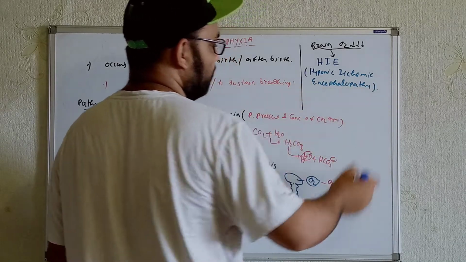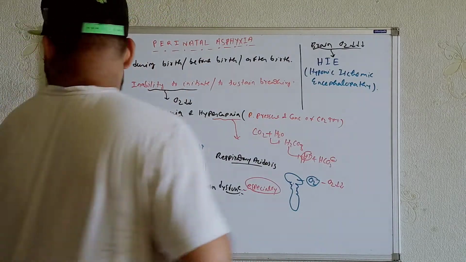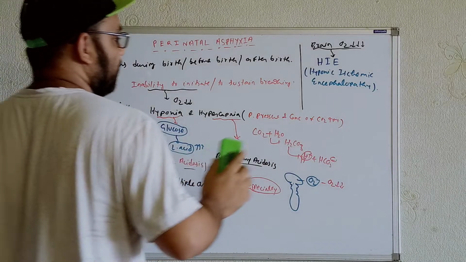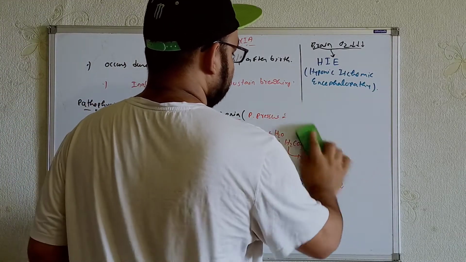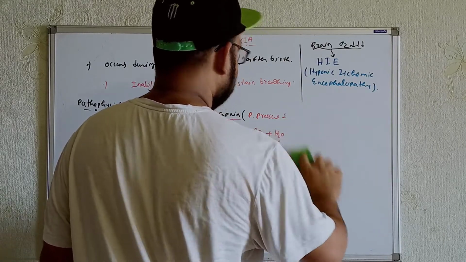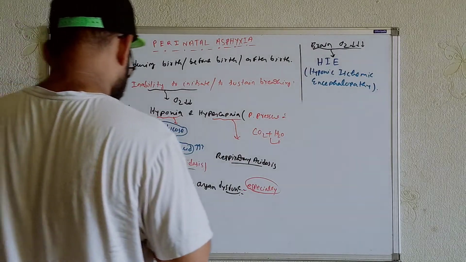This type of problem will occur here. Whenever we get this type of problem, where are the most chances for the brain to be affected? So, the parts of the brain that will be involved here, the most common part that will be involved in these cases.